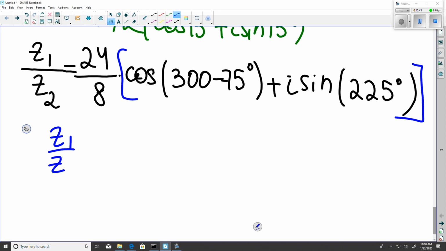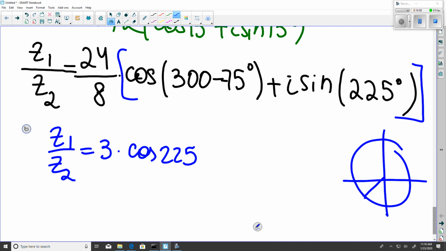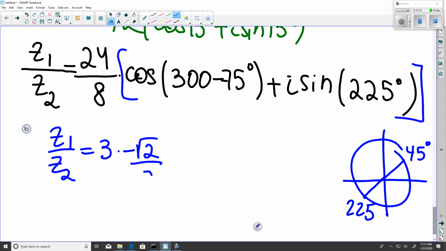Z1 over Z2, 3 cosine of 225. Can I get a radical? I know 225 is right here and references 45, but it has to have the same sine and cosine as 45, but negative. Negative root 2. Cosine 225, yeah, negative root 2. You're right, first one, I didn't say.